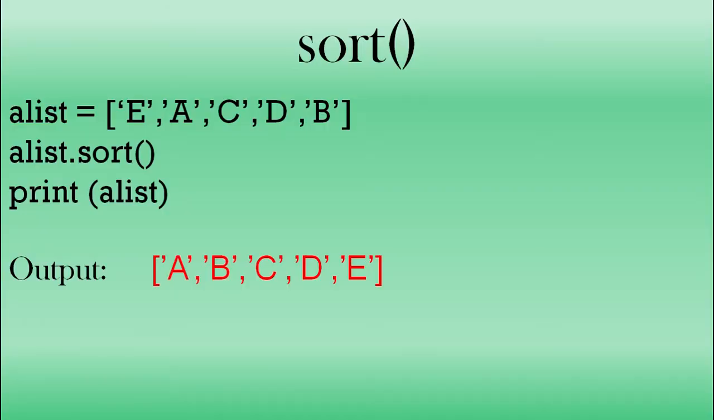Sort. Here we have a list of letters. We could have numbers if you like. We just use the sort function, and now they're all sorted. Notice the word sort followed by brackets. When we're using these functions, we have these brackets.